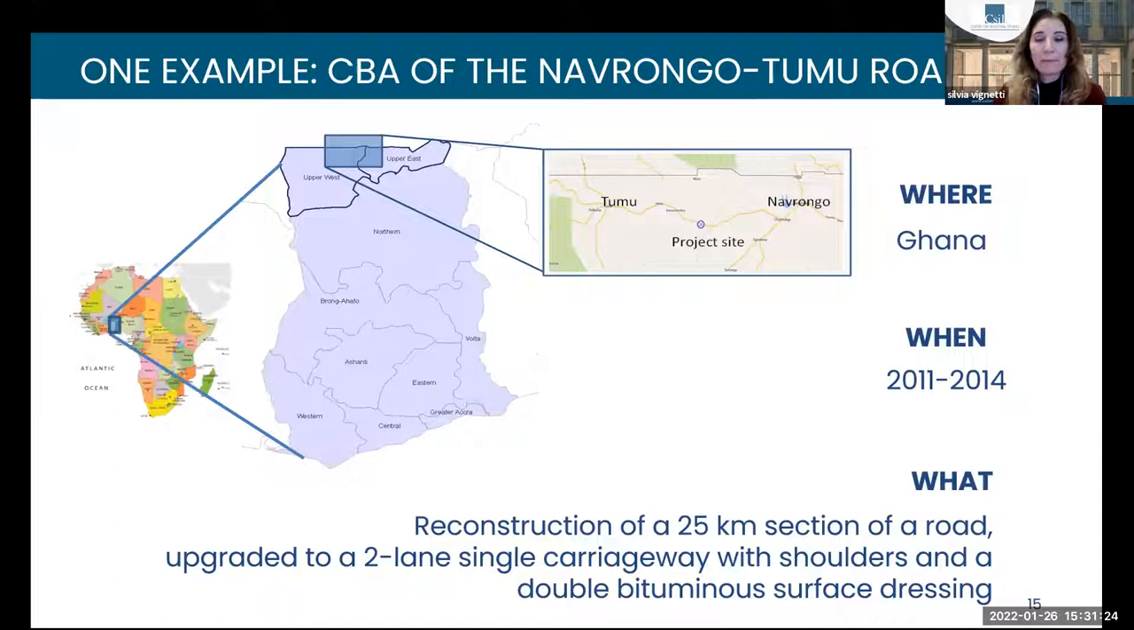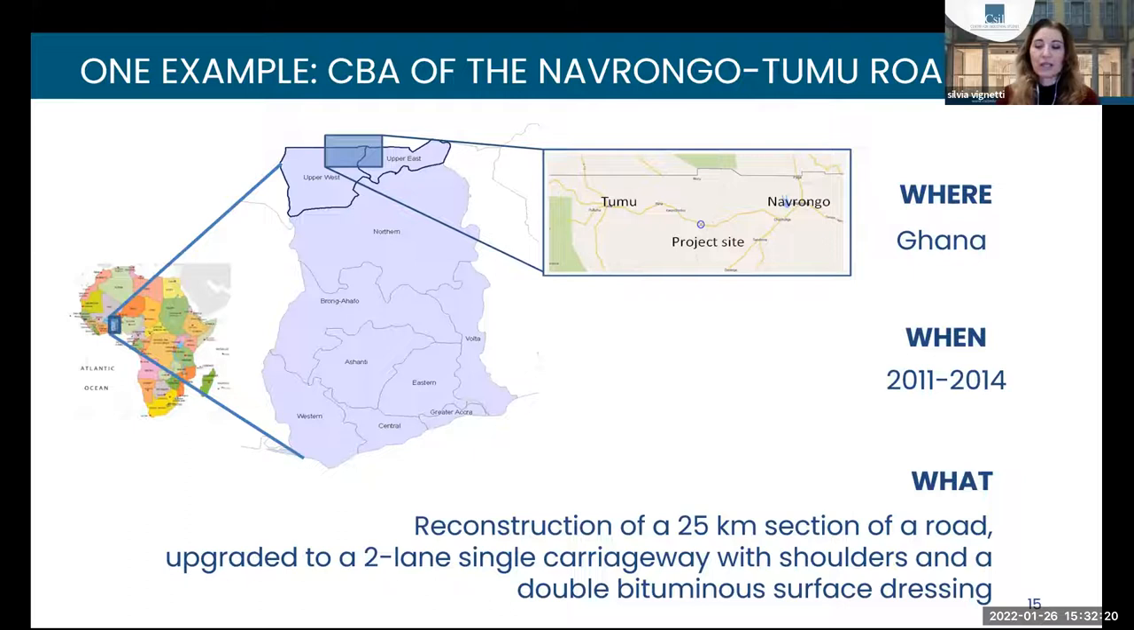So very quickly, I want to tell you how we carried out a cost-benefit analysis. It was almost 10 years ago, I have to say, on behalf of the World Bank. It was a CBA of a small road that was running in the north of Ghana. It was connecting two cities, Navrongo and Tumu, in the two regions of the Upper East and the Upper West in Ghana. It was actually a CBA which was done during the project construction. So the World Bank's financing decision was already taken. The World Bank wanted to better understand whether it was really worth having this road and whether it was worth finishing the investment. So we're talking about the reconstruction of a 25-kilometer section of this road, which was also upgraded.